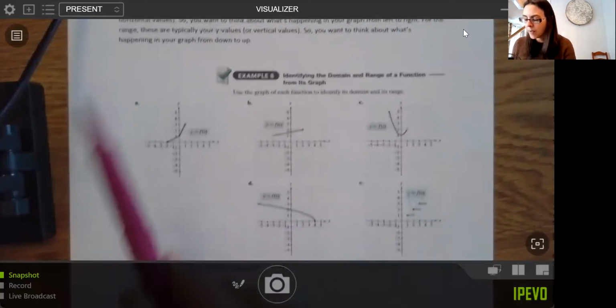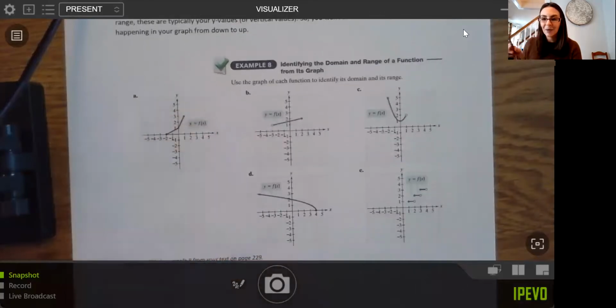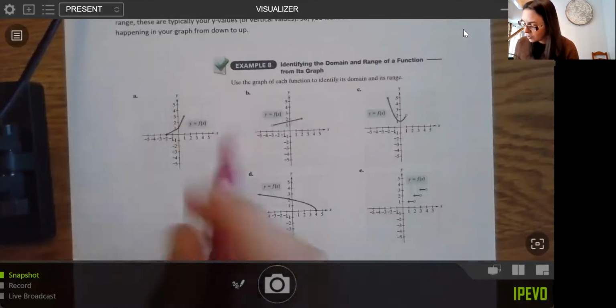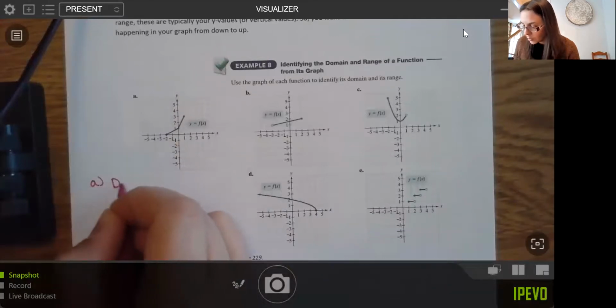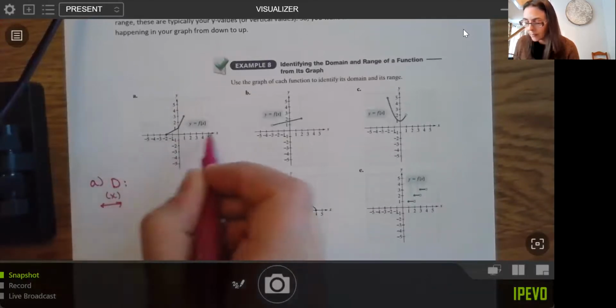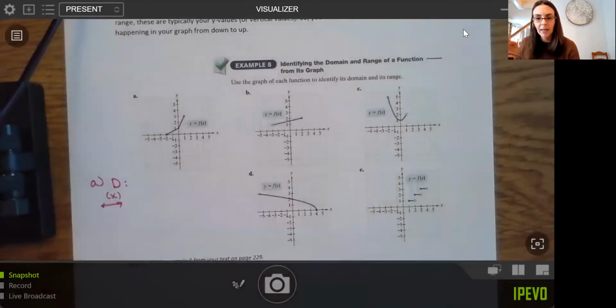I actually usually like to use a pen or a pencil while I'm doing this just to help me stay focused. So I'm going to just start and go in order. I'm going to do A first. And remember, your domain, those are your X's. So you're looking left to right. X axis goes left to right. So you're just focusing on left to right. What values does my graph cover?